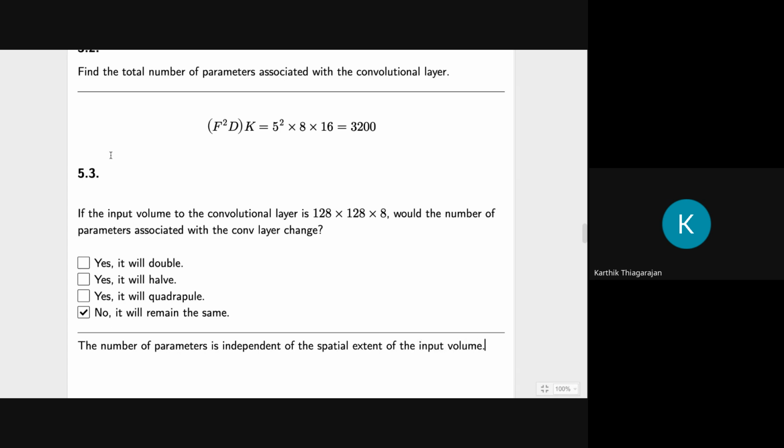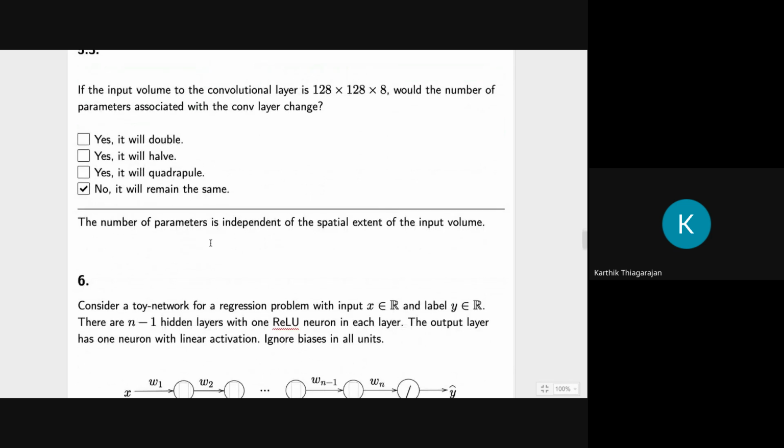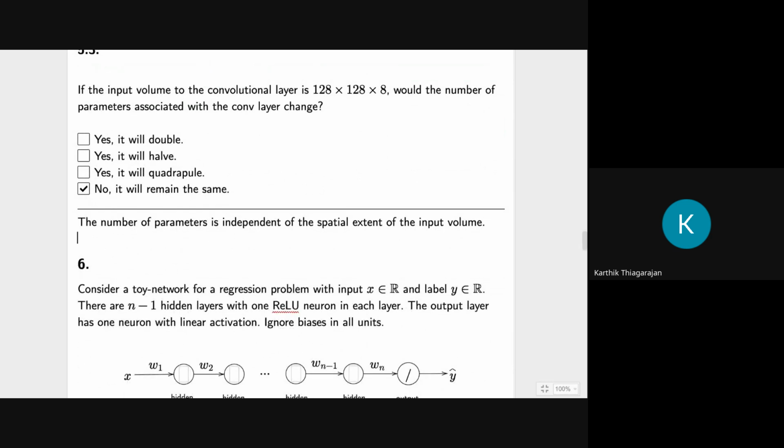One way to see that is to look at the formula. Notice that in the formula, W0 and WI do not make an appearance. The only thing that matters is the filter's spatial extent, the depth of the input volume, and the number of filters used. So that's a useful result to keep in your mind.